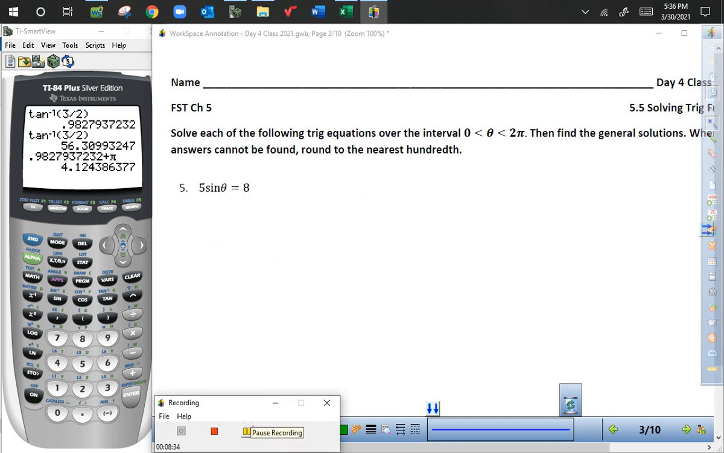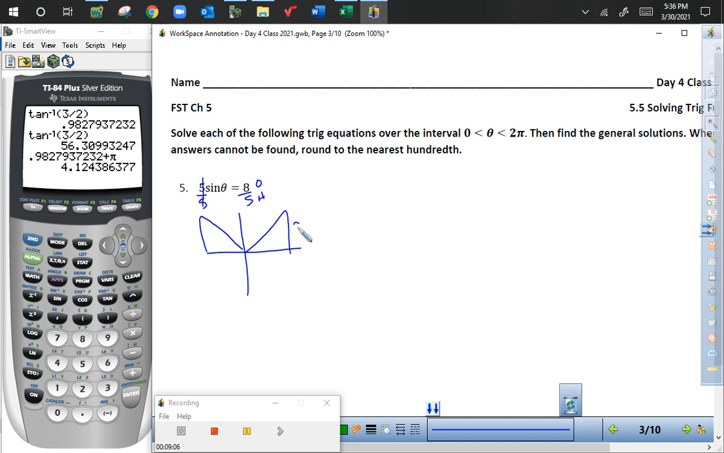Alright, number 5 is a similar process to the last 2, so I want you to pause the video and try this one on your own. Alright, first thing we want to do here is divide by 5 so that the regular sine is by itself. Then again, it's the same process as we have been doing. We're thinking about where sine could be positive, and that's here and here, and opposite over hypotenuse.